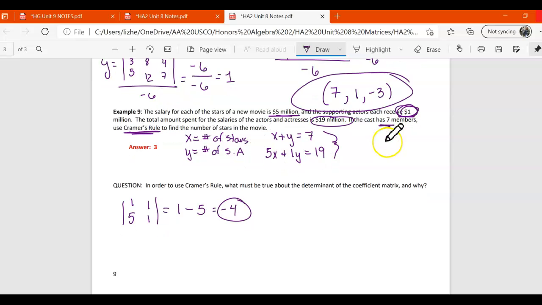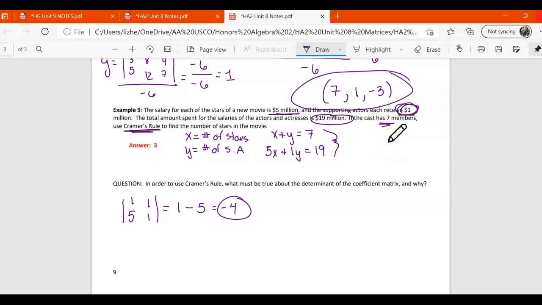Okay, so now to solve this, what's the question? Find the number of stars. So really, I only care about X. I mean, once I know X, I'll know Y, but X is what's important. So I'm going to say, okay, X equals the determinant. I take out of this matrix the X values, which were the first column, and I put in these. So I have 7, 19. The Y's stay the same, divided by the determinant of the coefficient matrix.